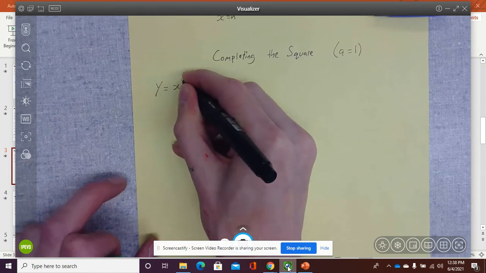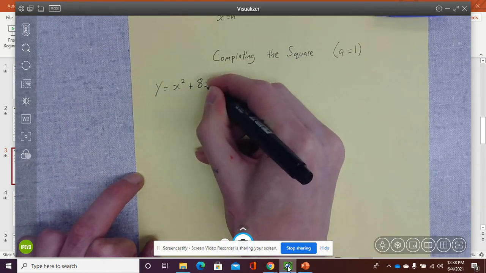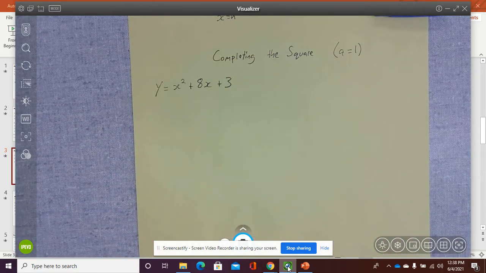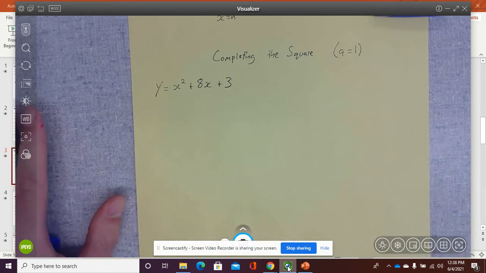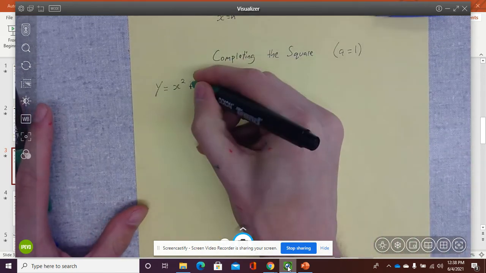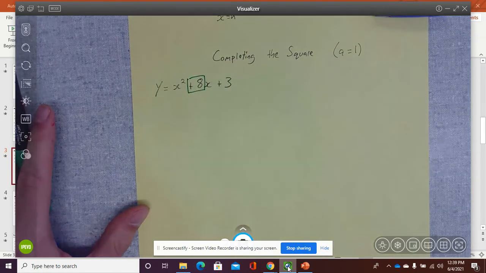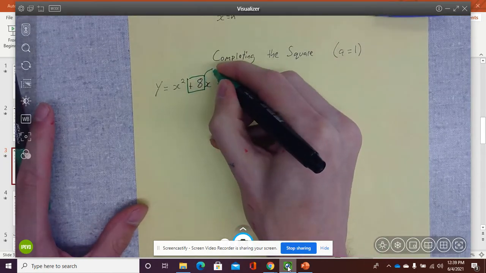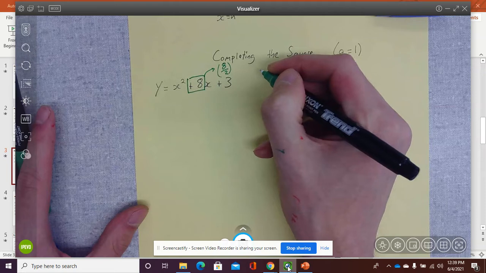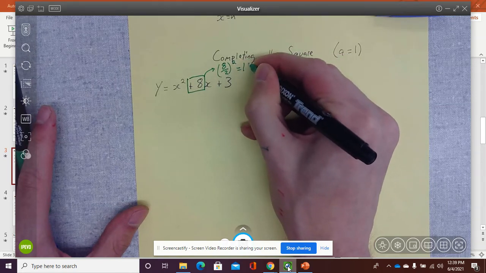I've got y equals x squared plus 8x plus 3. So there's a parabola in standard form. Our a value is 1. I eventually want it in vertex form. What I'd really like to have is a perfect square that I could factor. We talked about this a little bit in class, where this comes from. I'm just going to go through the methods in this video. I'm going to take this middle term, and I'm going to half it and square it. What do I mean by that? I'm going to take my middle term, my b value. I'm going to cut it in half, so 8 divided by 2 is 4. And then I'm going to square it to make 16.